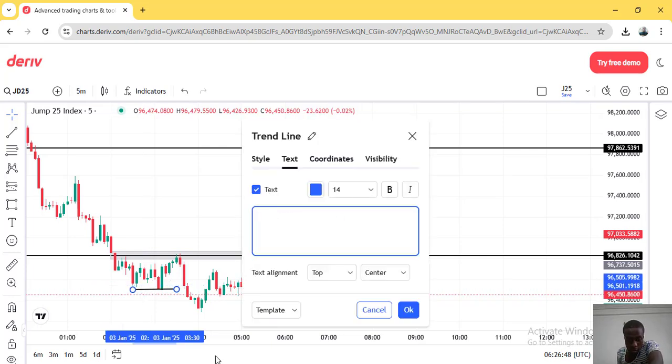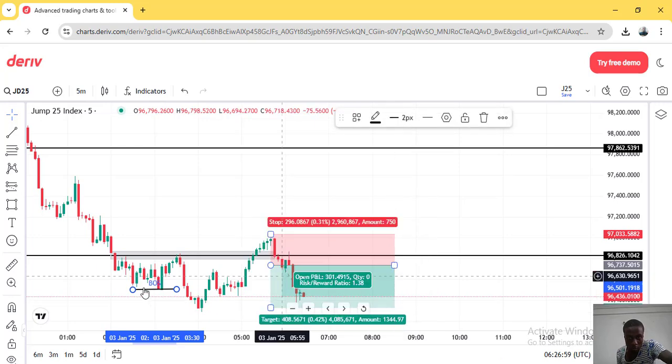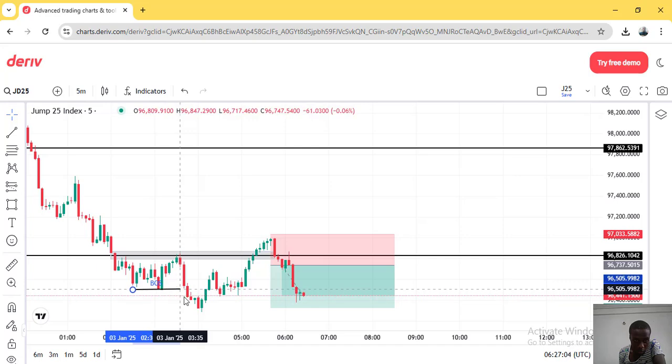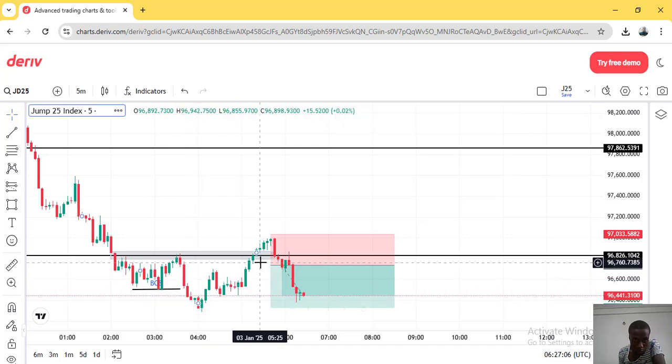So if you look at it, we have a break of structure here. This break of structure gives us a confirmation that as price breaks and creates this new low, right, we wait for a pullback to this zone.